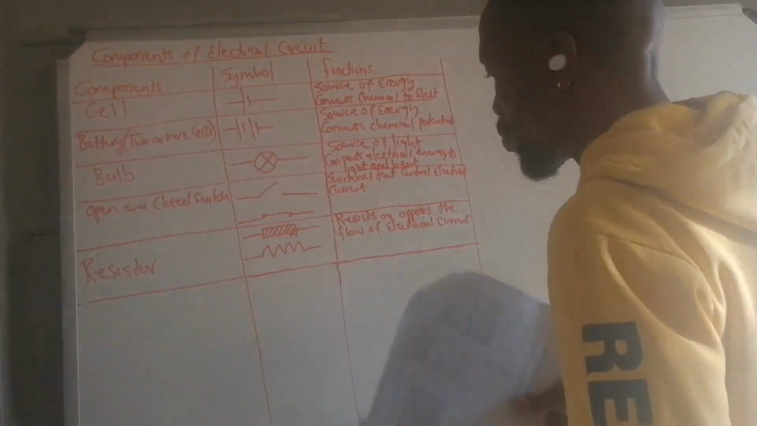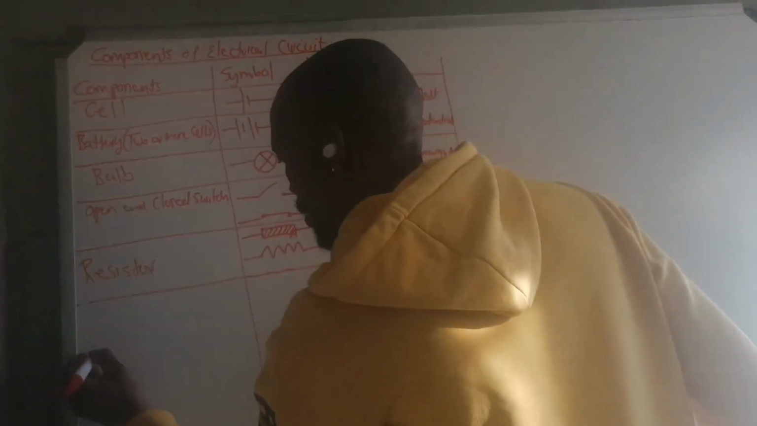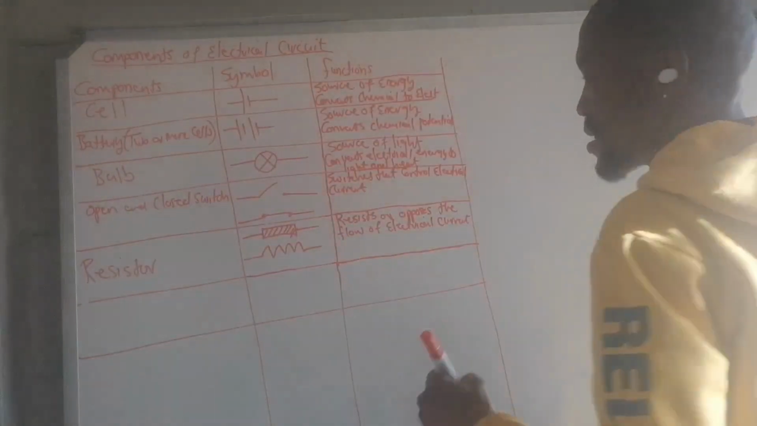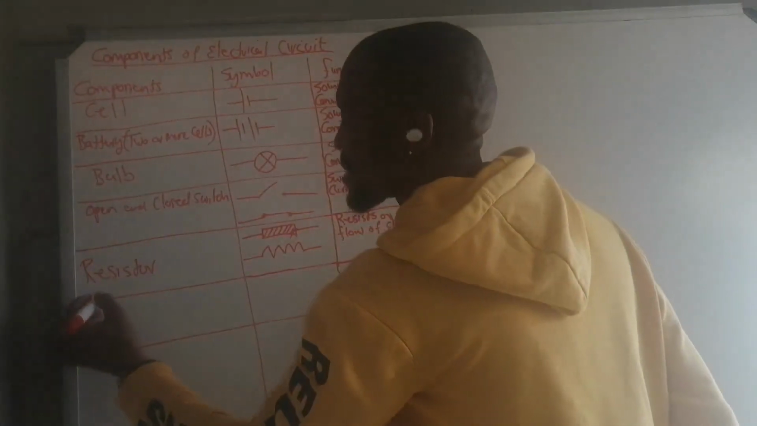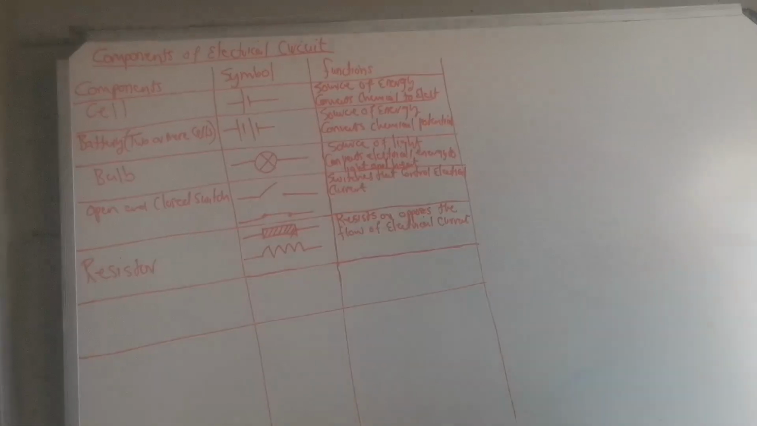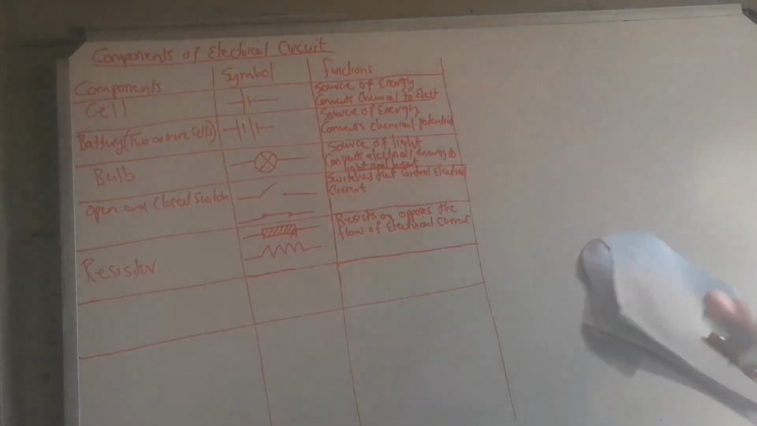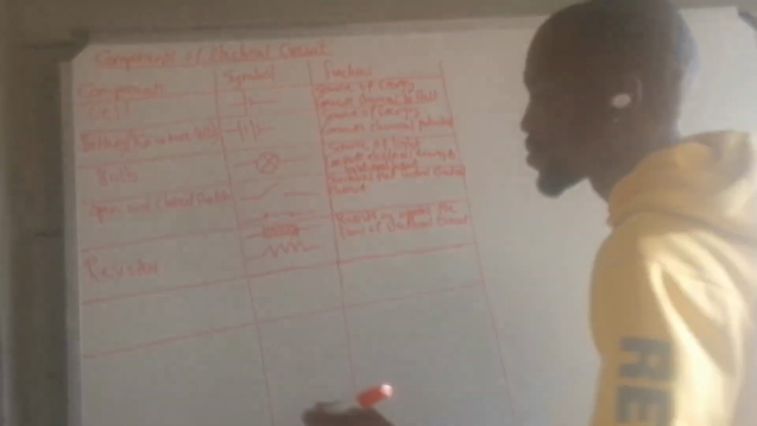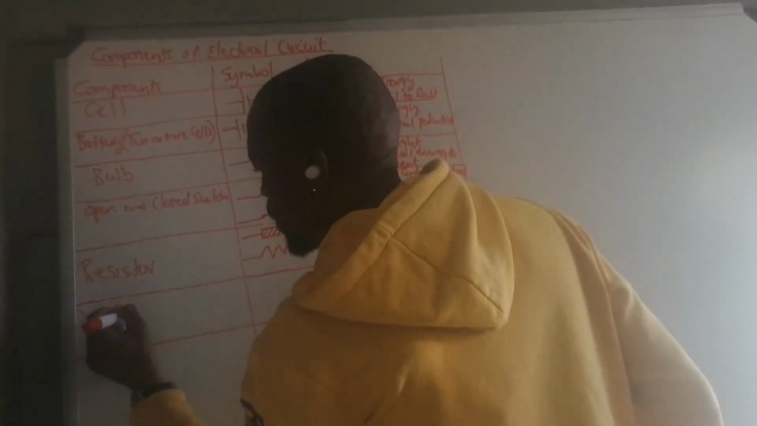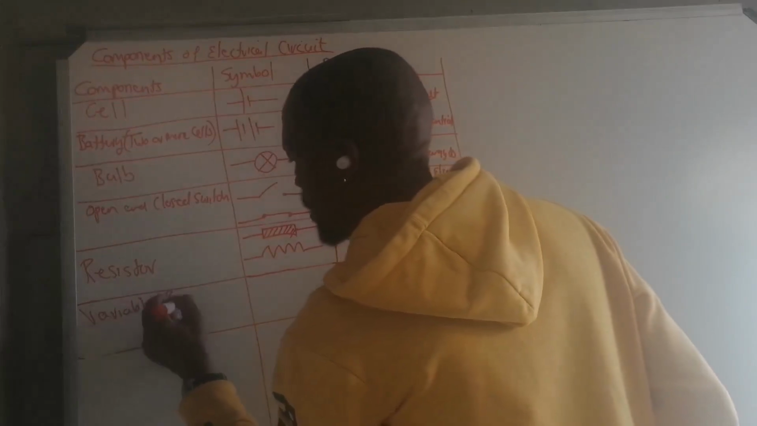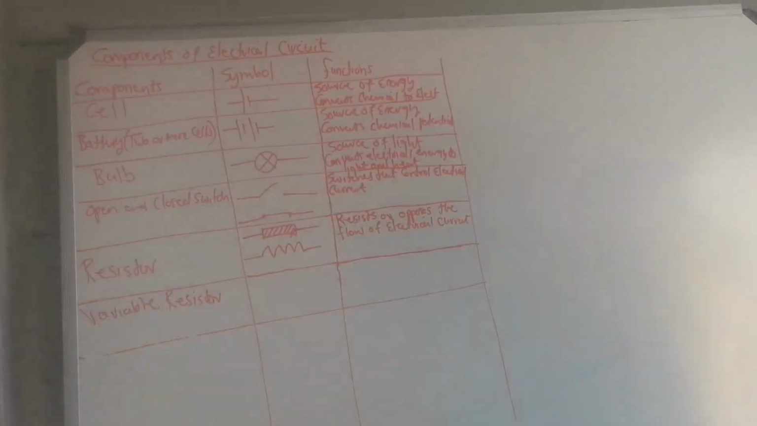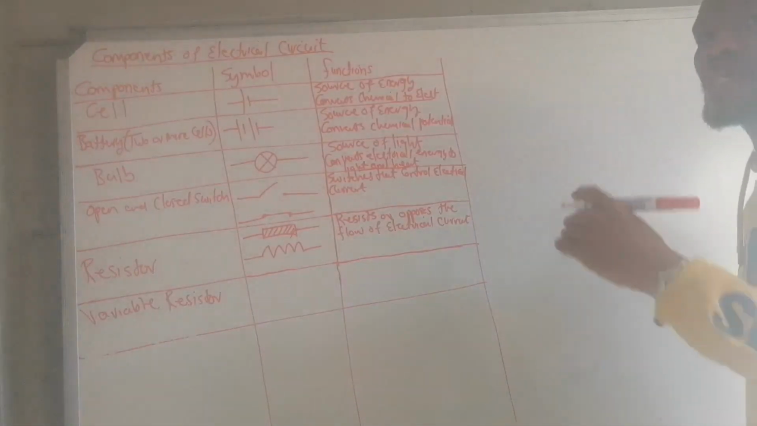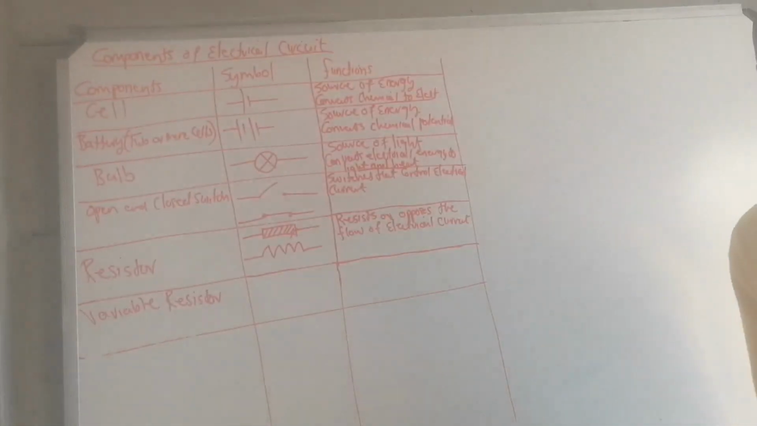And then we have what we call a variable resistor. This is a resistor of an unfixed resistor value. You can adjust the resistance of the circuit in order to achieve a specific goal. So we have also what we call a variable resistor. It varies in its resistance. You can increase the resistance or decrease it.